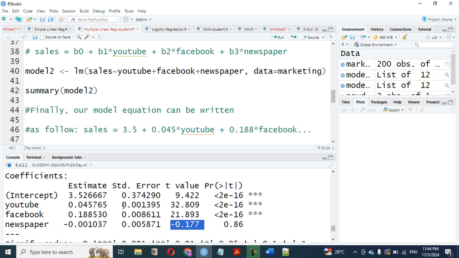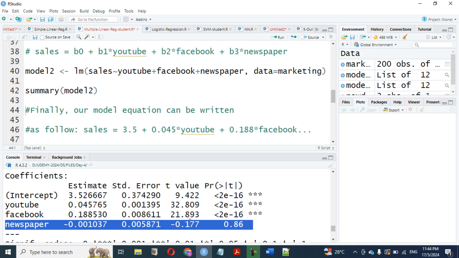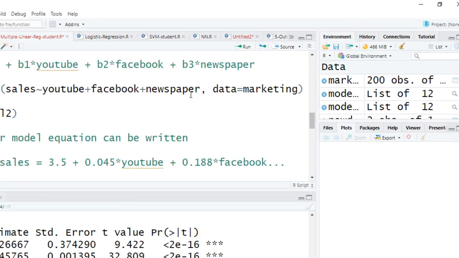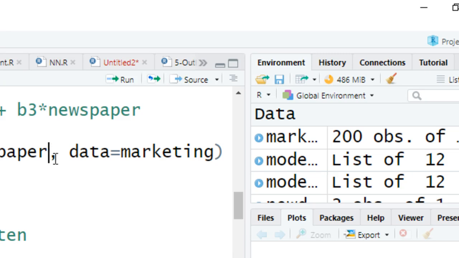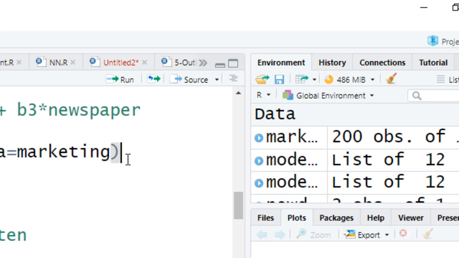So we can drop this particular line, which is newspaper. We can drop it because it's not helping the company at all. It's not generating sales even when we spend money on newspaper. So we don't need to waste money on newspaper. We can remove newspaper because it's not generating much sales, which means it's not helping the company. We can remove this. All right, so we can save now. So we can do with only these two.